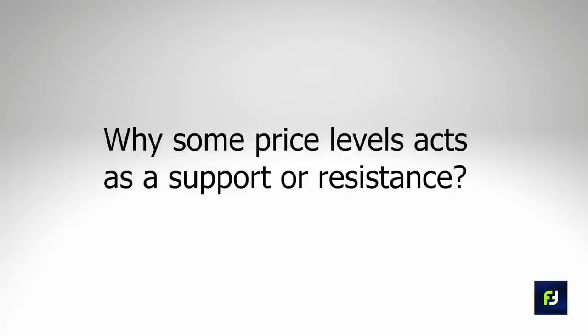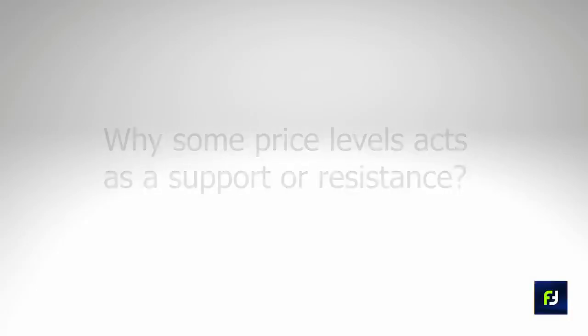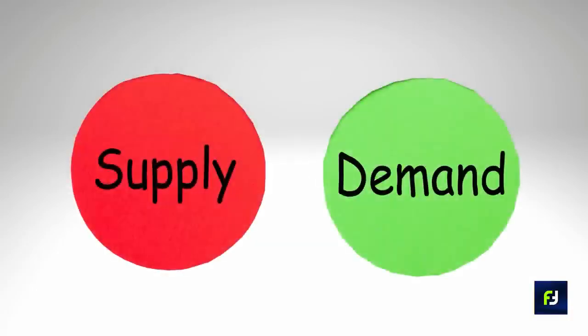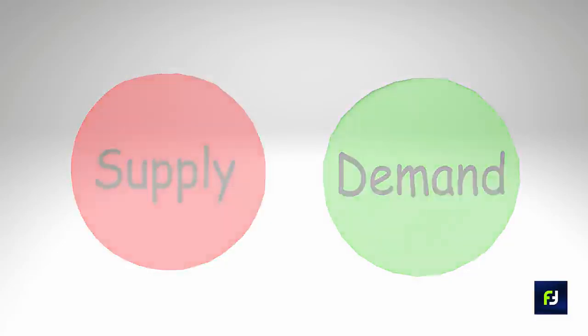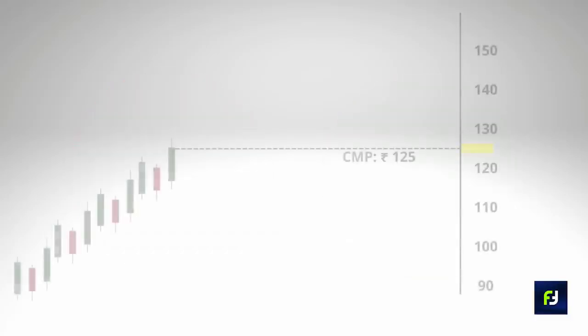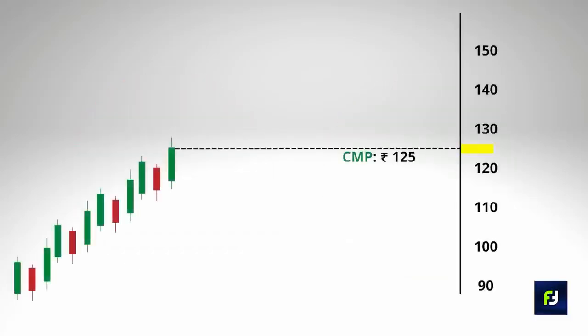Let's dig deeper into this topic. Let us understand why some price points behave in this particular manner. We have talked about the fact that the stock market runs on demand and supply. This very concept is what causes some price levels to behave as a barrier or some as a booster for the prices. Take an example of a stock trading at 125 rupees.